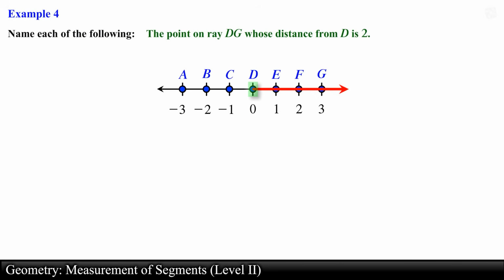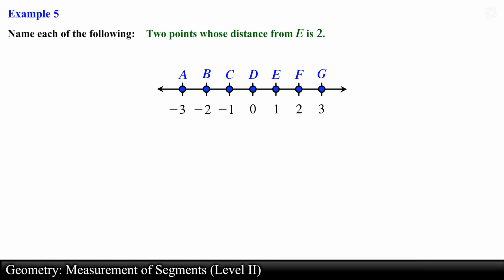So we start from point D and move in the direction of ray DG. We see that point F is 2 units away from point D. So point F is our final answer. Let's take a look at the next example.